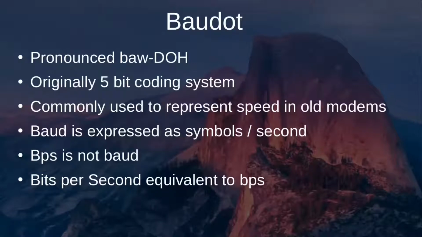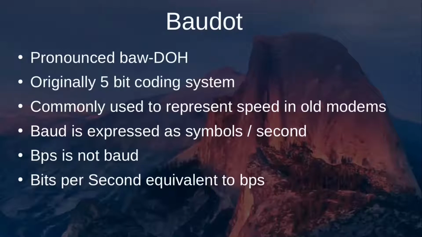The baud system was derived from the Baudot code. The baud is expressed as symbols per second, and it is a rate of data transfer. So, for example, a 300 baud modem will transfer 300 symbols per second. This is a perfect example of how the old methods of communication originally began.